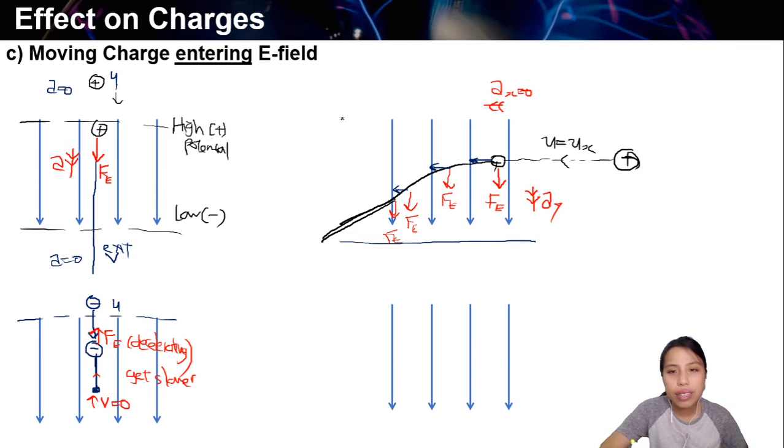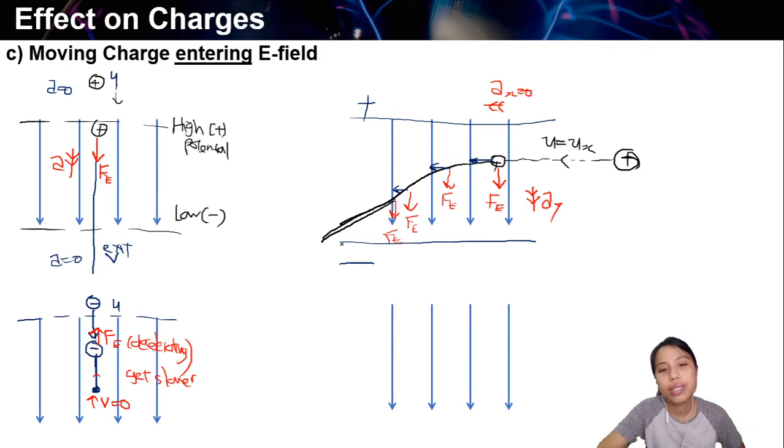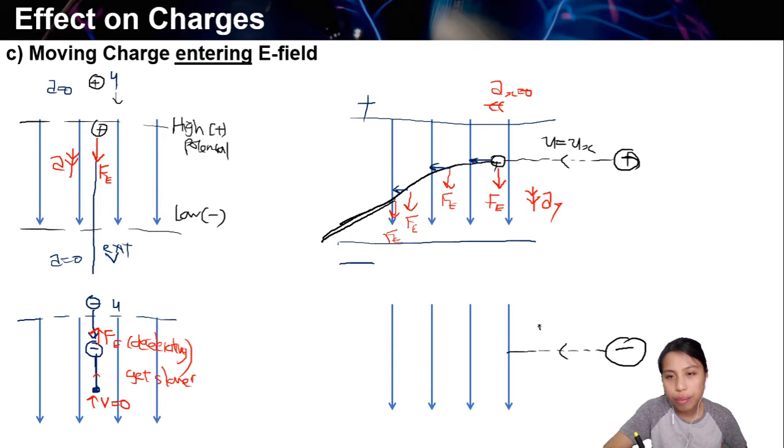That's why it's curving. If you're ever confused about why it is curving, remember, if this is a plate, here is positive, here negative. Your particle enters, but it wants to go to the negative plate, so it will just slowly turn and then go until the negative plate.